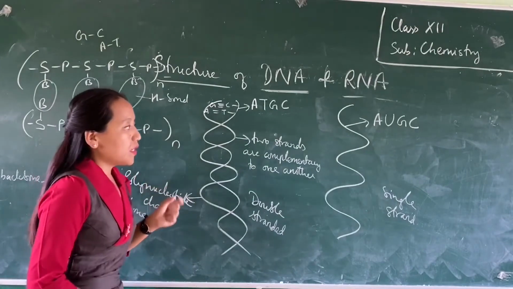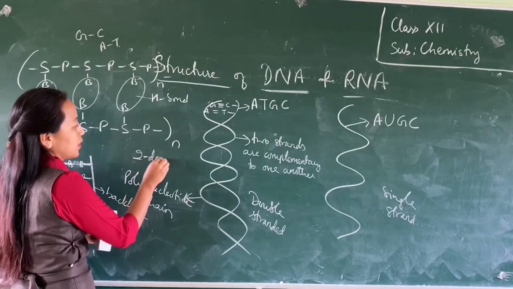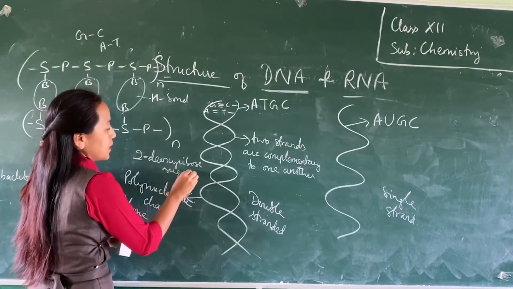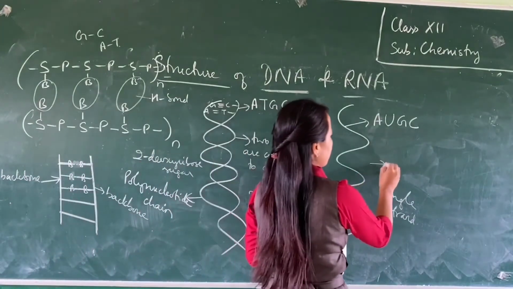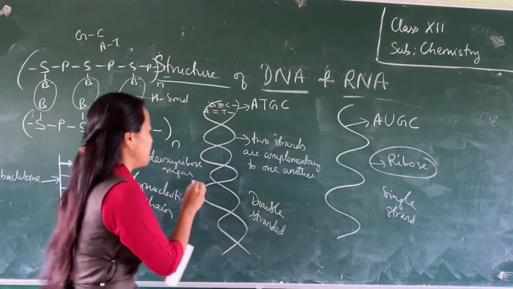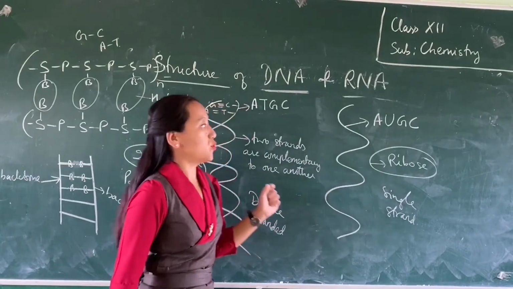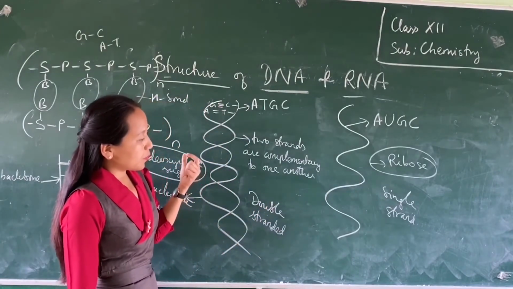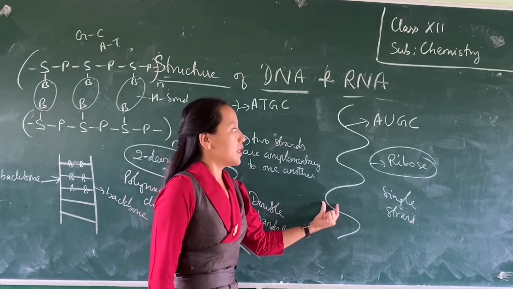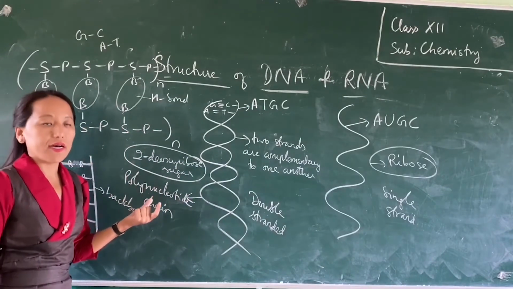In the case of DNA, it contains a 2-deoxyribose sugar, whereas in the case of RNA, it is a ribose sugar. It contains ribose sugar. In the case of DNA, it is 2-deoxyribose sugar. In the case of RNA, it is ribose sugar. And one more difference is DNA is double-stranded, RNA is single-stranded. So that's about the basic differences between DNA and RNA.